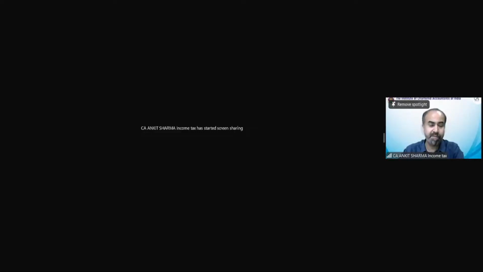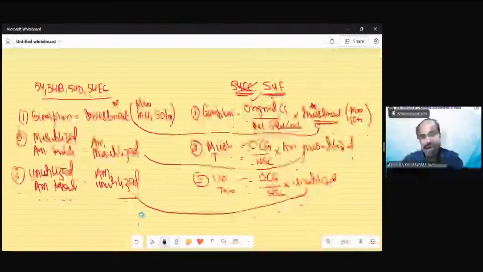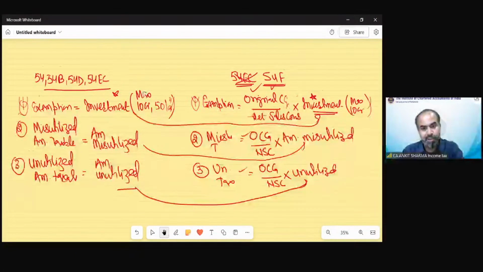Sahil is asking, can we avail section 54 and 54 EC exemption at the same time? Good question. Yes, we can avail the exemptions at the same time also, if we are fulfilling the respective conditions. As section 54 and 54 EC, that can be claimed simultaneously, it is possible. How?